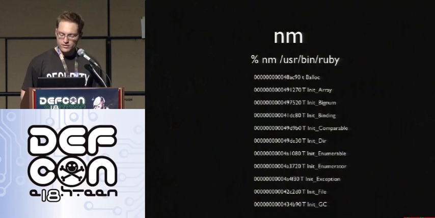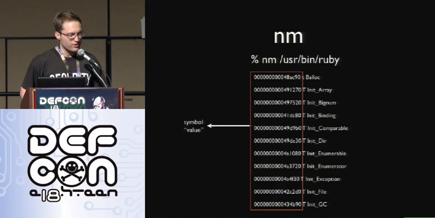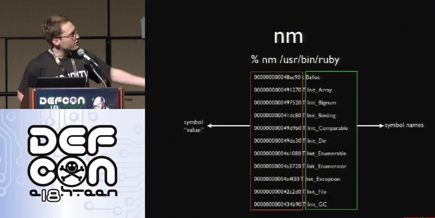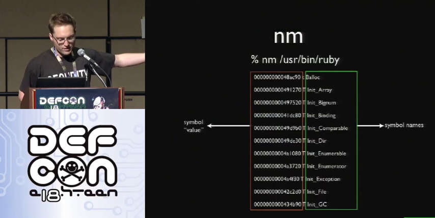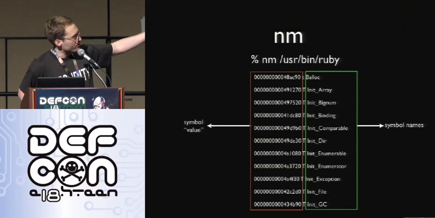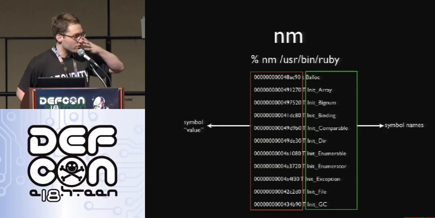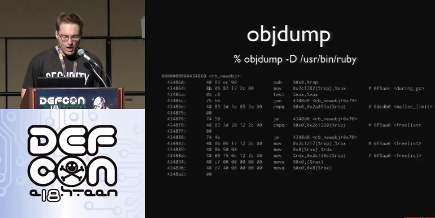So you've got nm. nm's pretty useful. It comes on OSX and Linux. You run nm on your binary. You get symbol values on the left and symbol names on the right. And down the middle, there's information about what type of symbol it is, whether it's a local symbol, global, undefined, whatever.